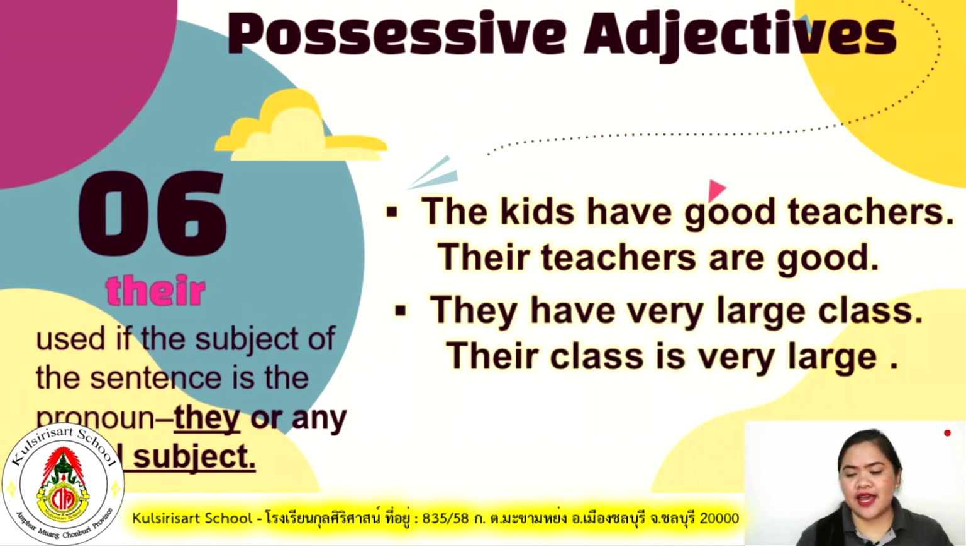Okay, next example. They have very large class. If you're going to use the possessive adjective, it will become, their class is very large. So, we have here the noun class and the possessive adjective, which is the word their. We are finished with the 6 possessive adjectives.